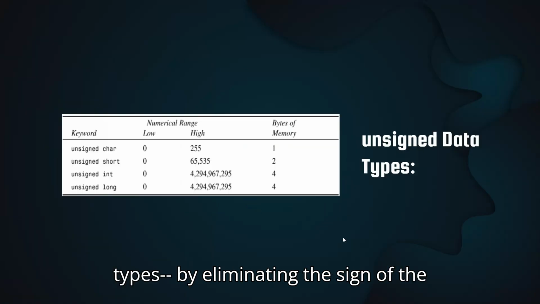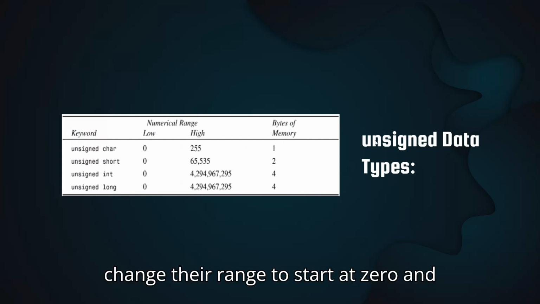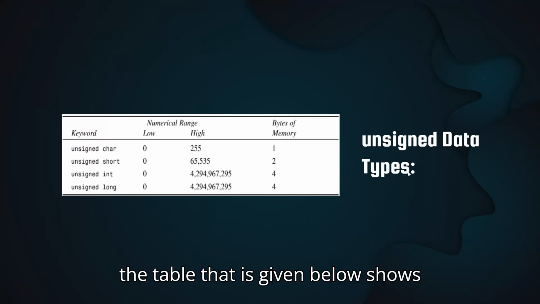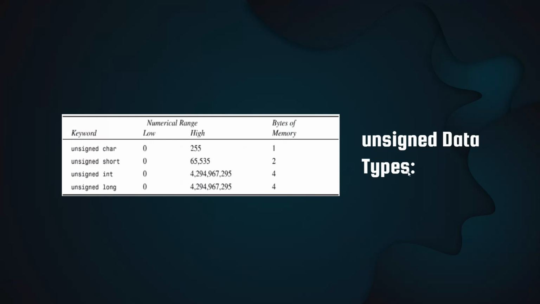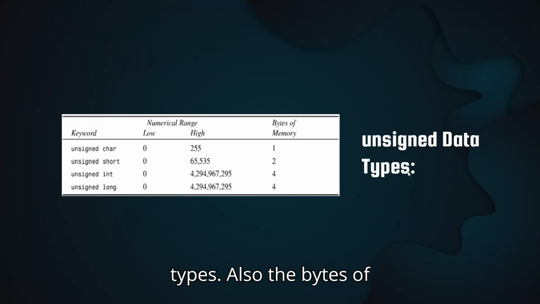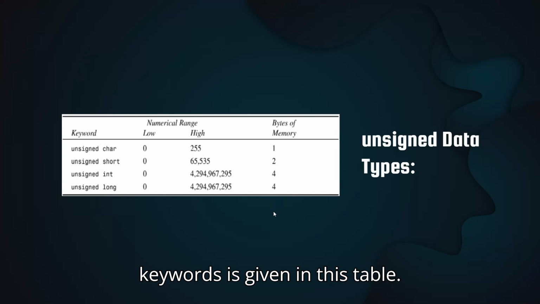Unsigned data types. By eliminating the sign of the character and integer types, you can change their range to start at 0 and include only positive numbers. The table given below shows the numerical range of unsigned integer types. Also, the bytes of memory that are going to be used by these keywords are given in this table.